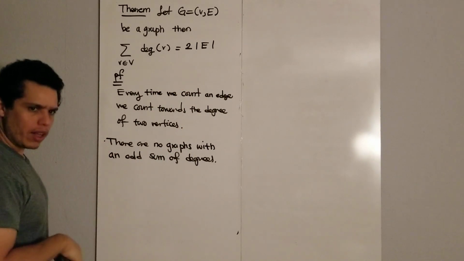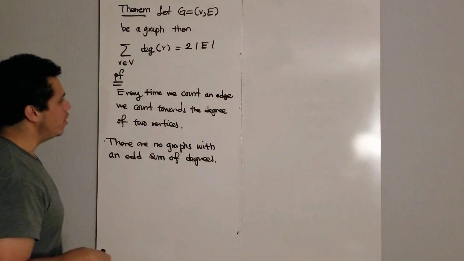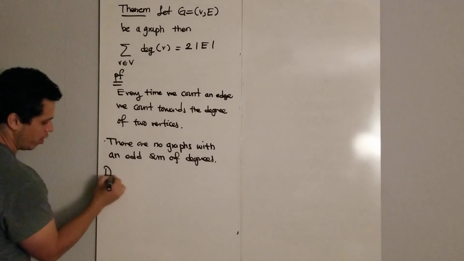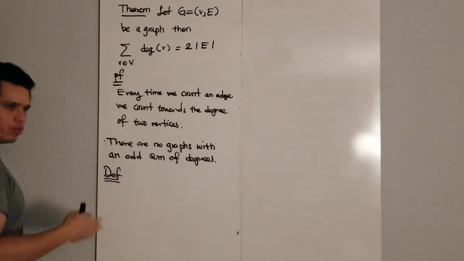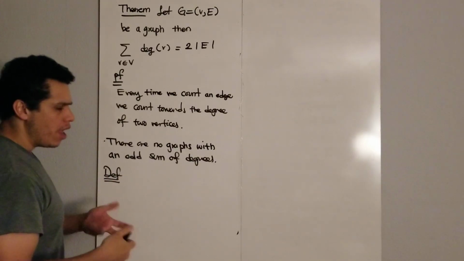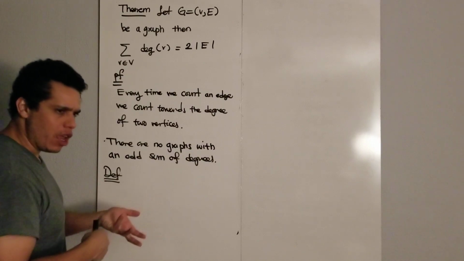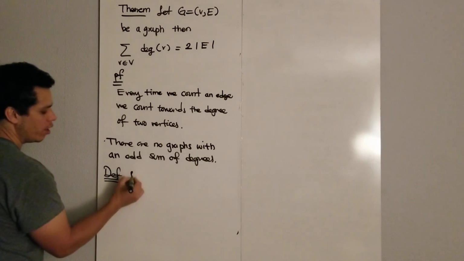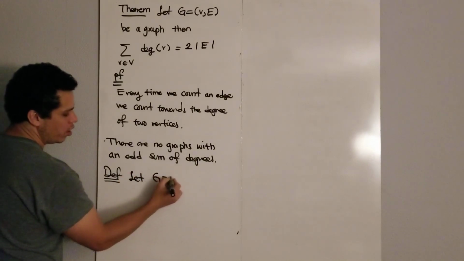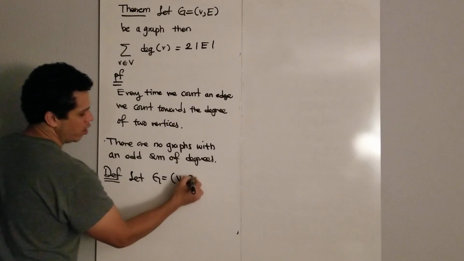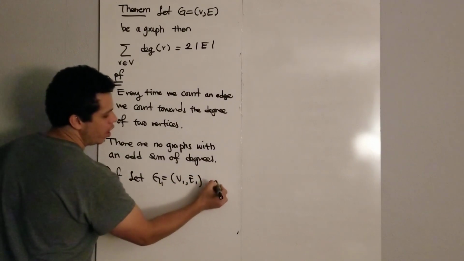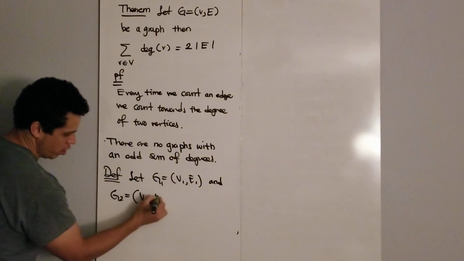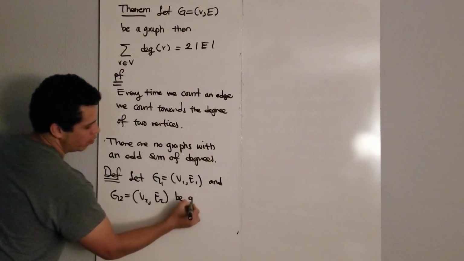Now, something else that I want to introduce for this video is the notion of isomorphism. Because we are supposed to be able to compare graphs, and the idea is how we can distinguish them. And to do so, let me say the following. Let G1 and G2 be graphs.